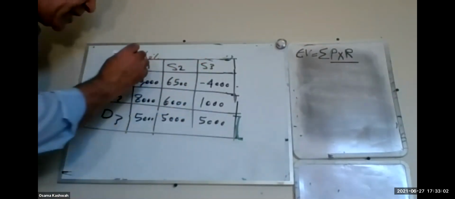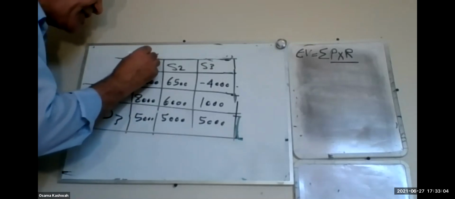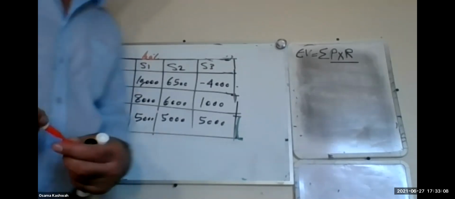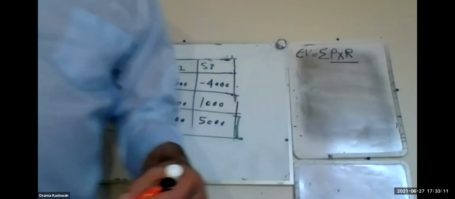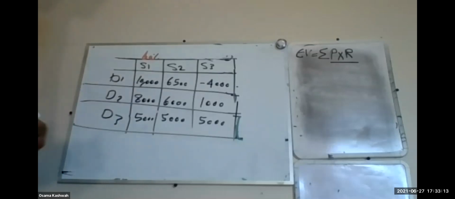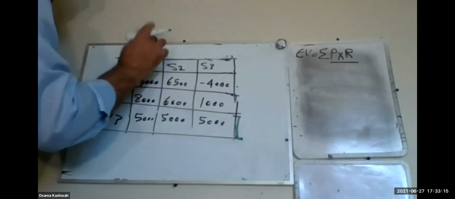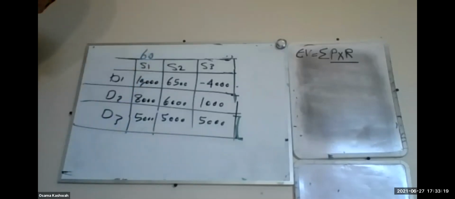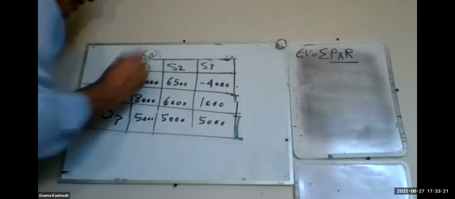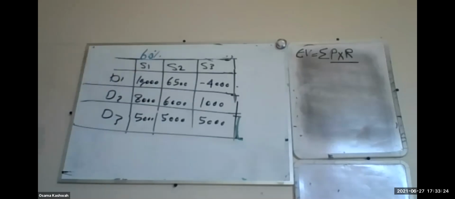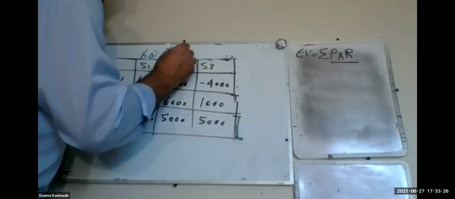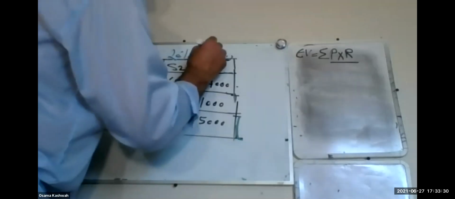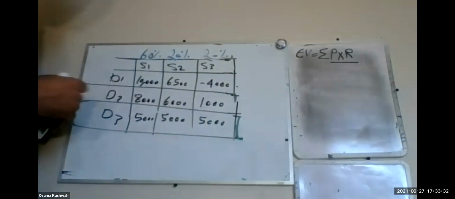So here, the probability is 60% for S1, 20% for S2, and 20% for S3.